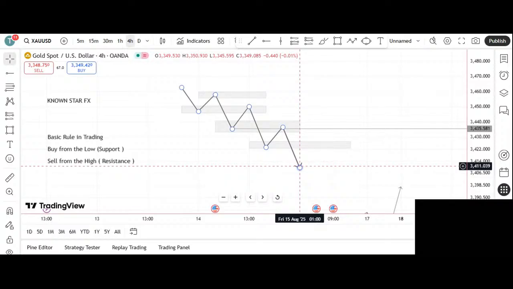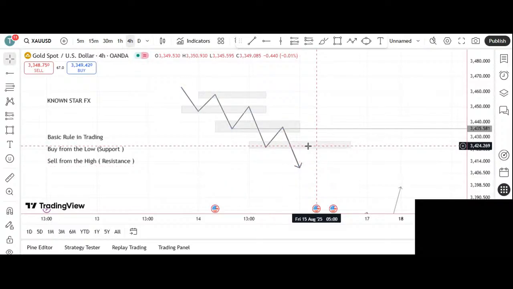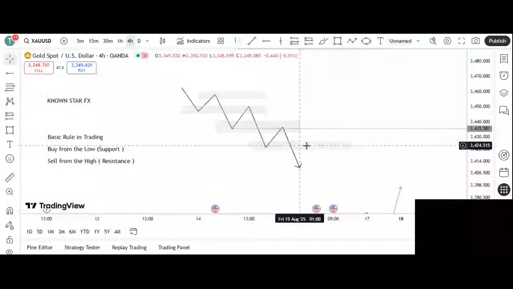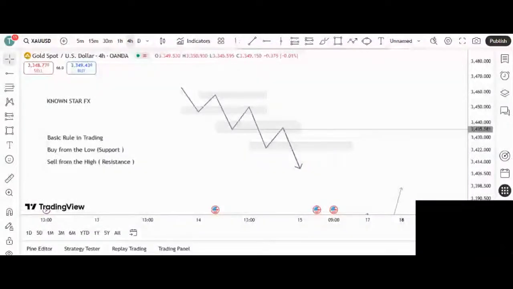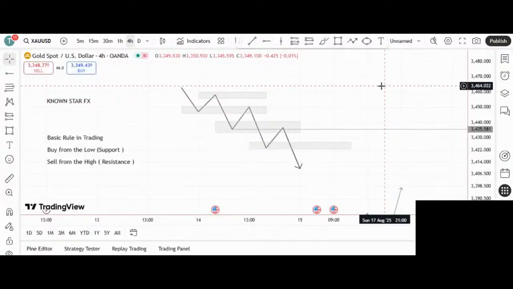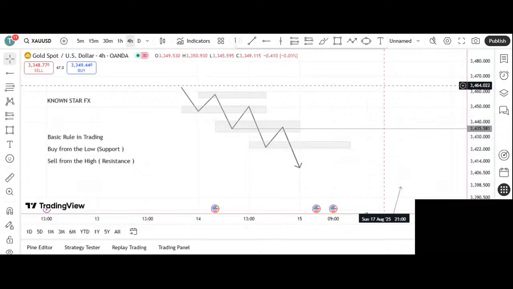Now, what are we supposed to do? You wait for the market to retrace back to this area, right? You wait for the market to retrace back. Once the market retraces back, you sell automatically. Do you understand that concept now?